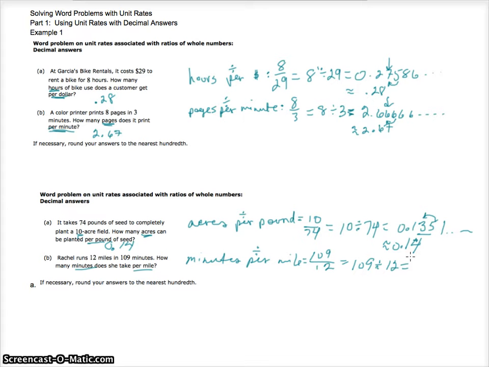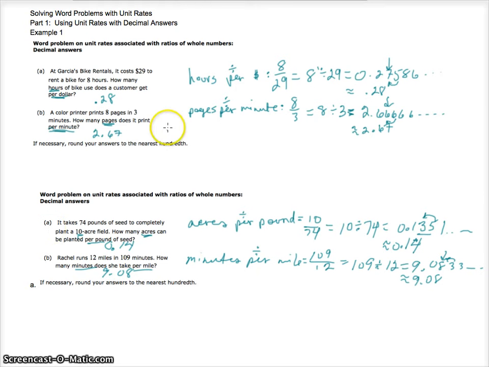After I punch that into the calculator, I get 9.0833 and so on. Here's my hundredths place. I need to use the 3 to round it. It's going to equal about 9.08. So my answer is 9.08.